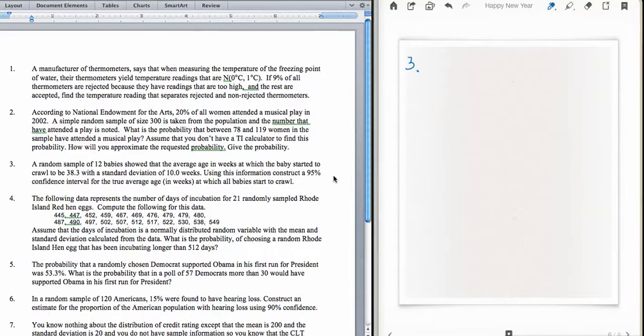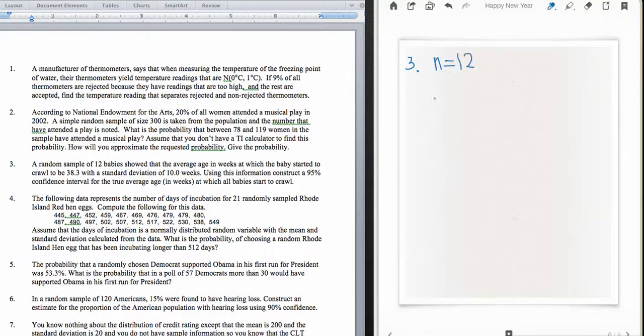So first of all, this one's pretty obvious. It says confidence interval right here. And then it says for which all babies start to crawl. All assumes the population, right? That's all babies out there. That's the population of babies. So what we have going on here is a sample of size 12. We have a mean of that sample to be our x bar, and that x bar is 38.2, and those are weeks, and we have a standard deviation of 10 weeks. So these are our sample pieces of information.